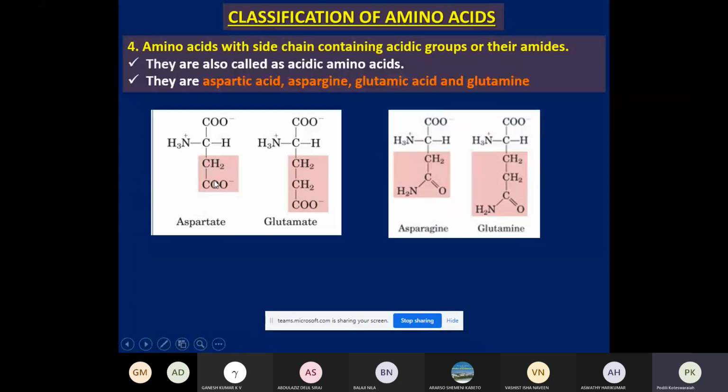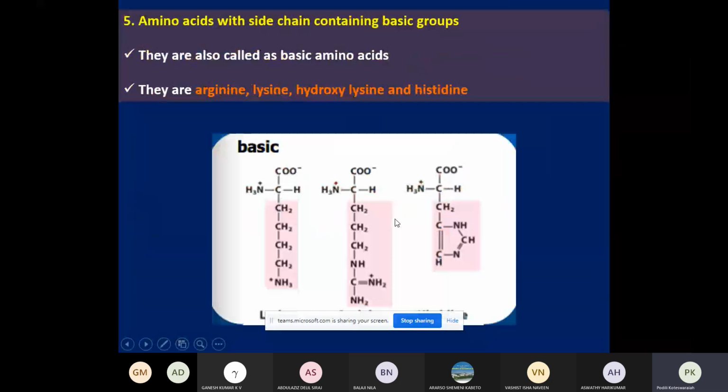So two amino acids have acidic groups. One is aspartic acid, which has one extra carboxyl group, and the second one is glutamic acid. In addition to this, the amide form of the acidic group is asparagine, where the hydroxyl is substituted by an amino group, and glutamine. These are the amide forms of the acidic amino acids. Then amino acids having the basic groups.